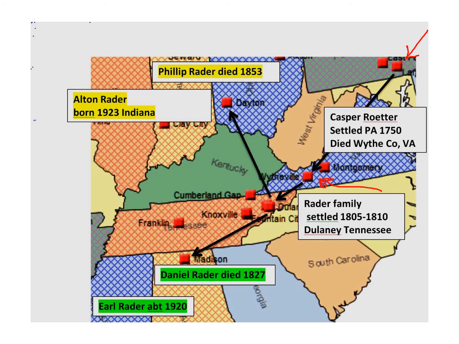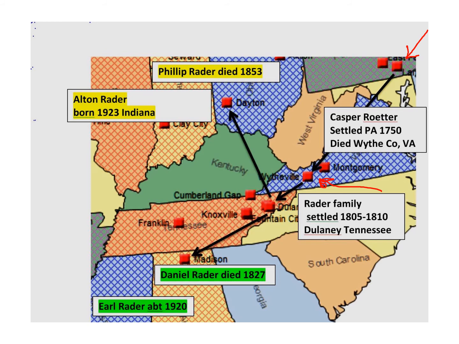Alton's line, who comes from Philip, went north to get away from slavery. He married a Quaker girl, and she didn't want to be around slavery. And Earl's family moved to Madison, Alabama, I believe that is, and later on ended up in Texas and came on into California. And the majority of the rest of the family stayed right there in Greene County, Tennessee. They're still there today.